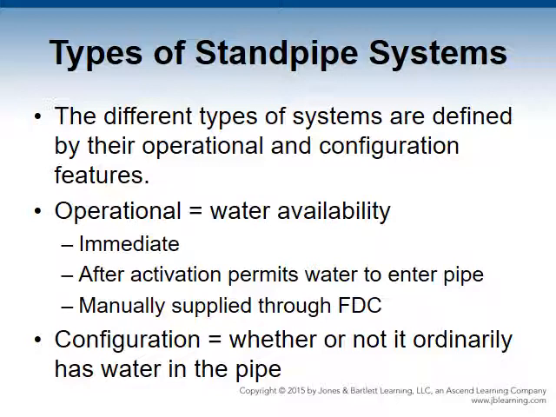Configuration features refer to whether or not the standpipe system ordinarily has water in the pipe. In addition to the 5 types of systems, automatic wet, automatic dry, semi-automatic, manual wet, and manual dry, there is an additional system called the combined system.